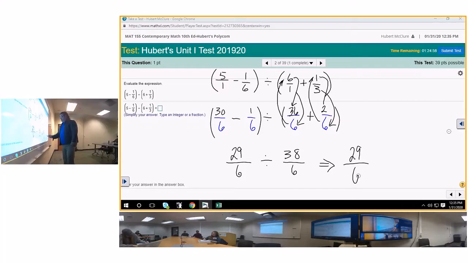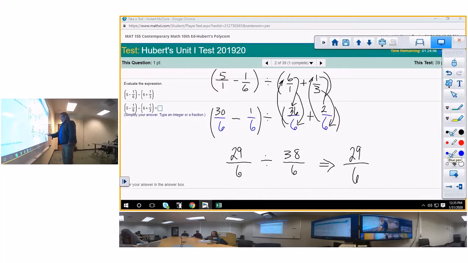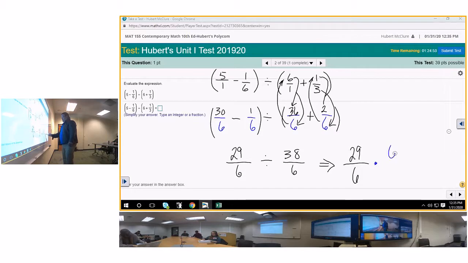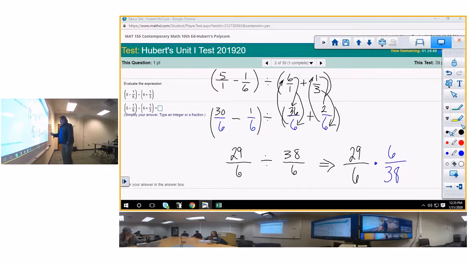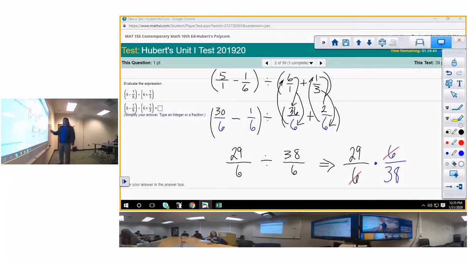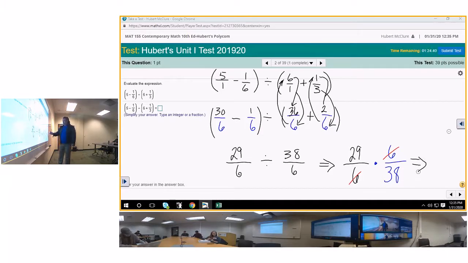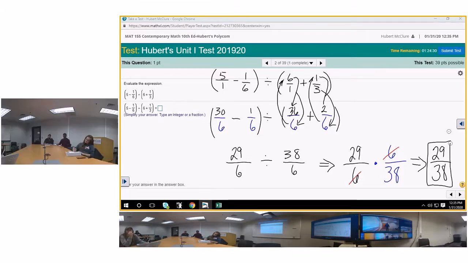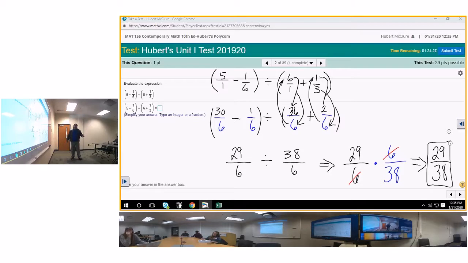You multiply by the reciprocal, Hubert. That's right, class. And what happens to the 6s? They cancel, Hubert. Thank you, class. And I get 29 over 38. Now, how do I know that this is not reducible? It might be, but I have a feeling it's not. What number tells me that it's not reducible?